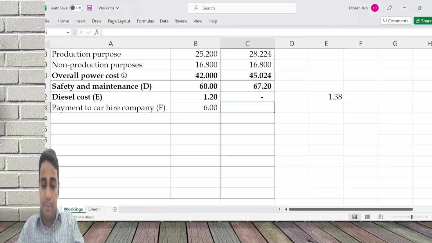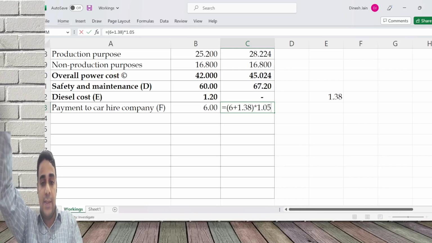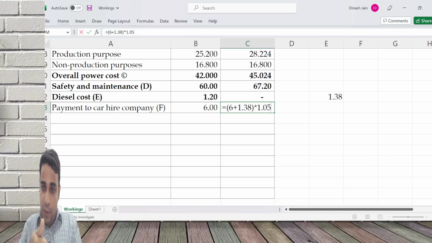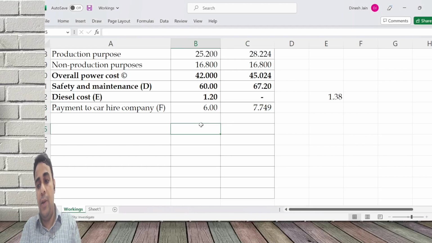So listen, payment to car hire companies: 6 lakh, another 1.38 lakh into 1.05. Why into 1.05? Extra GST 5%. 6 lakh you have to pay, 1.38 you have to pay. On this together you have to pay GST of 5%. All put together I'll be paying 7.749. Payment to car hire 7.749.